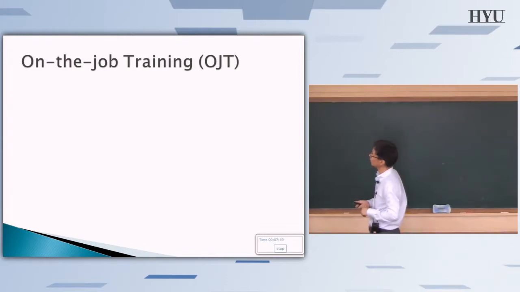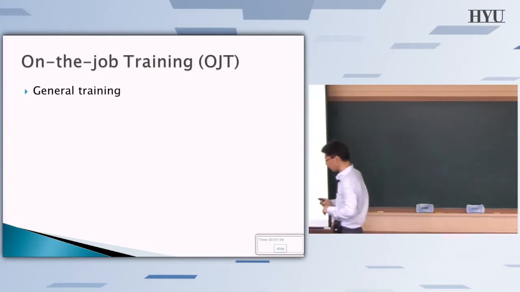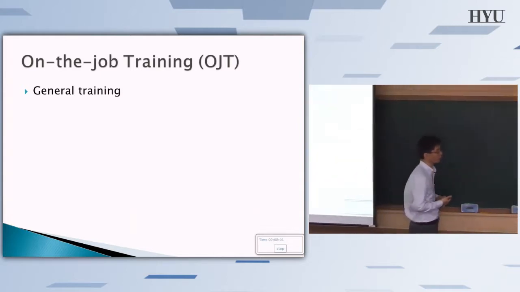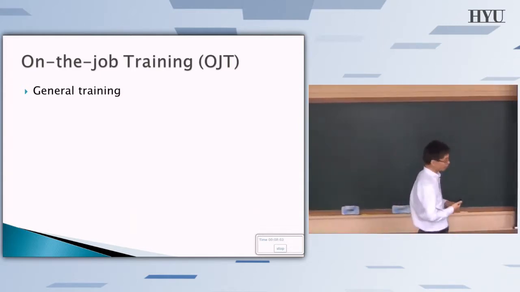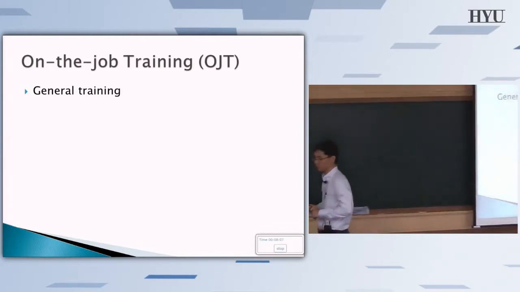Okay, so in short, we call it OJT, on-the-job training. Conceptually, there are two kinds of training. One is called the general training. The other one is called the specific training. So what is the general training?